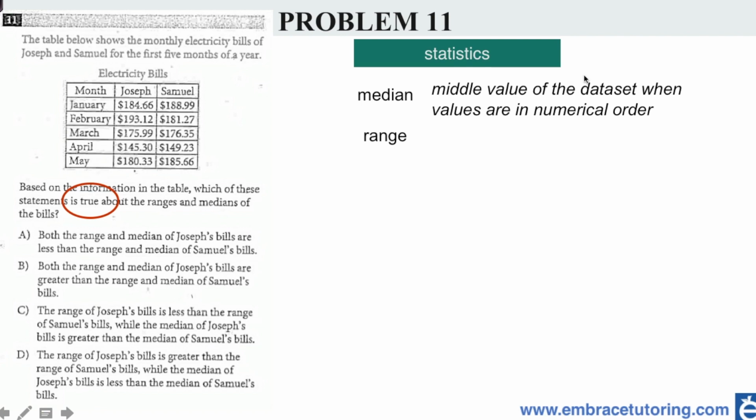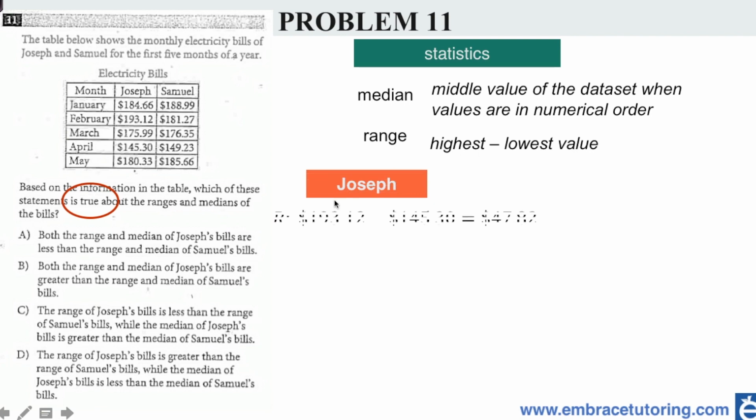Now, the median is the middle value of the data set when the values are in numerical order. So I'm going to want to put these in numerical order and then figure out what is the middle number between these 5 numbers. And then the range is going to be my highest minus my lowest value. Probably the easiest way to do this first is the range. Now, Joseph's range is going to be 193.12 minus 145.30. I find my highest value, which is 193.12, and subtract the lowest value, which is 145.30, meaning that his range is going to be $47.82.